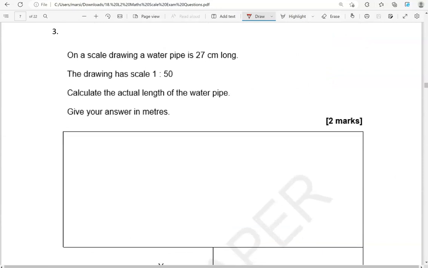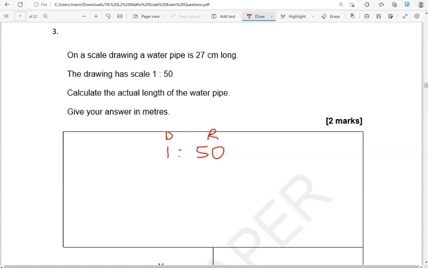On a scale drawing, a water pipe is 27 centimeters long. The drawing has scale 1 to 50. Calculate the actual length of the water pipe. Give your answer in meters. So the scale is 1 to 50. 1 is for the drawing and 50 is the actual length, or in reality.